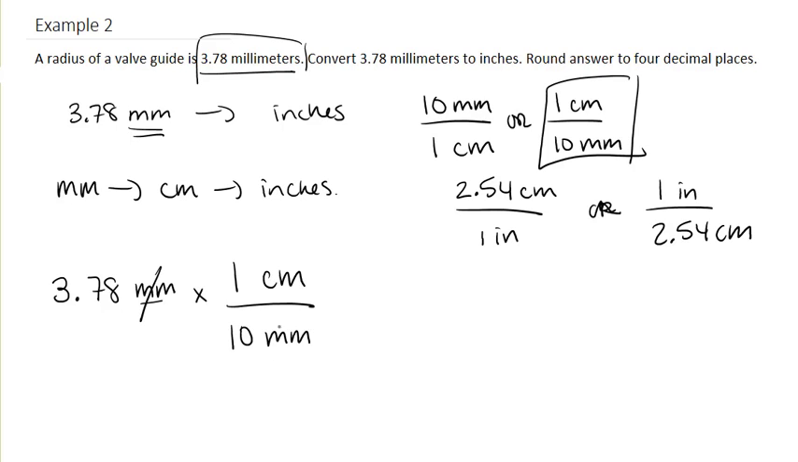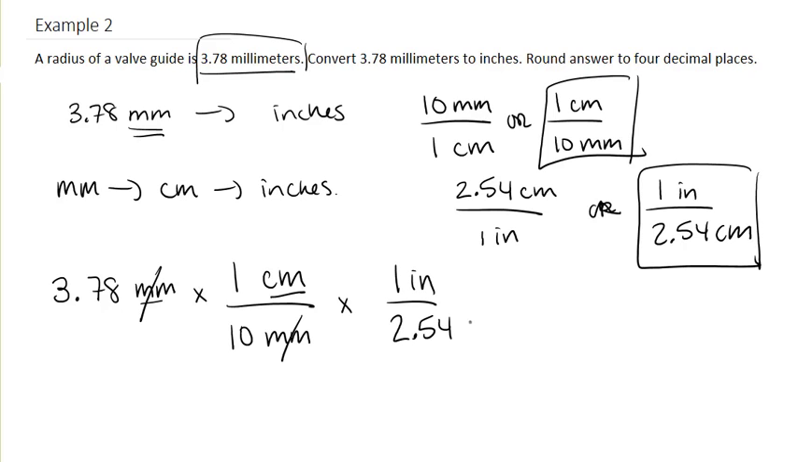This way the millimeters cross out, and then we're left with just the centimeters on the top. But we want to keep going, so we want to get it to inches. So now we need to make sure we get rid of centimeters. So we're also going to use this conversion of 1 inch over 2.54 centimeters. Now this gets rid of the centimeters here, and then we're left with just inches, which is exactly what we want.